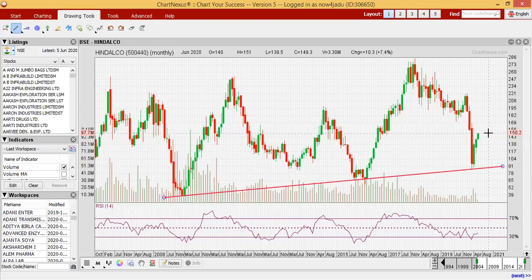See, it has already come to the 150 level. That means they already got 65 rupees, already 80% return. Now we use a trailing stop loss here, and we can protect our profit. It may go up to the 175 level, which is the first resistance level. It may go up to there immediately, and after that also it can go higher.